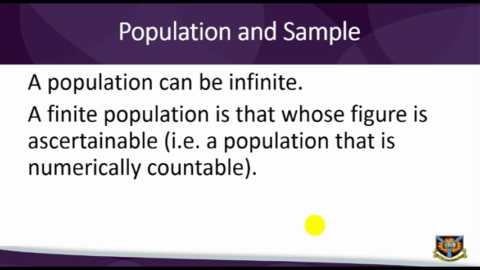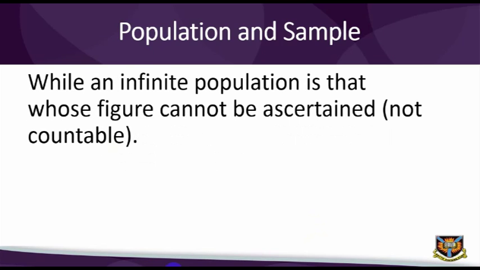A population can be infinite. A finite population is that whose figure is ascertainable, that is, a population that is numerically countable, while an infinite population is that whose figure cannot be ascertained, not countable. Examples of a finite population are the three listed above, while an example of an infinite population is the population of all animals in the forest.